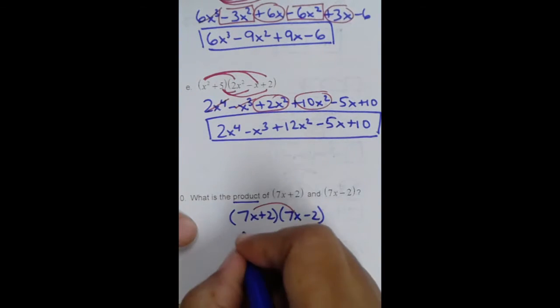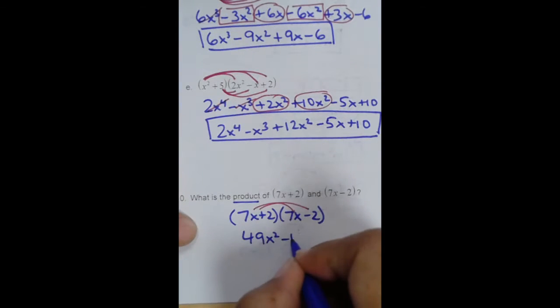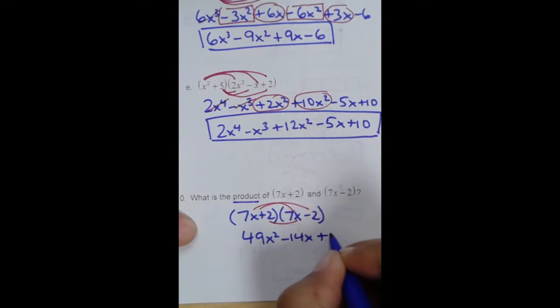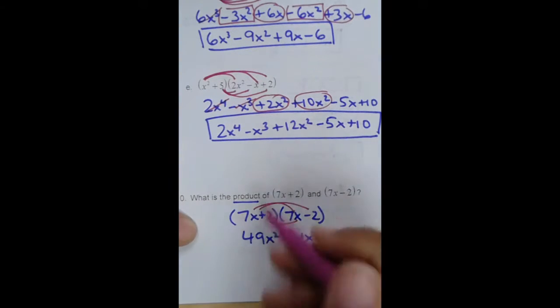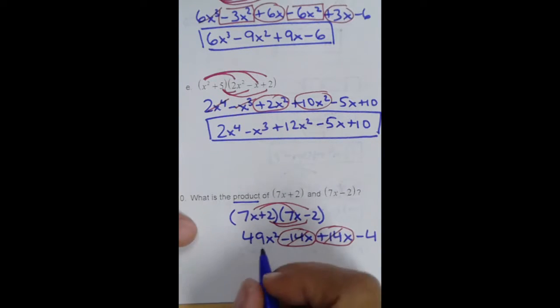7x times 7x is 49x squared. 7x times negative 2 is negative 14x. 2 times 7x is a positive 14x. And 2 times negative 2 is negative 4. There are like terms here, the negative 14x and positive 14x, but those actually cancel each other out. 14 minus 14 is 0. So really you just have 49x squared minus 4.